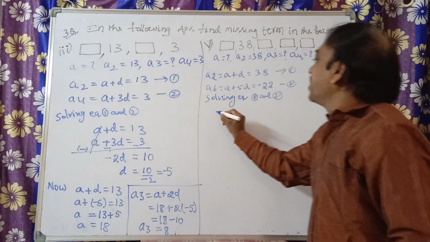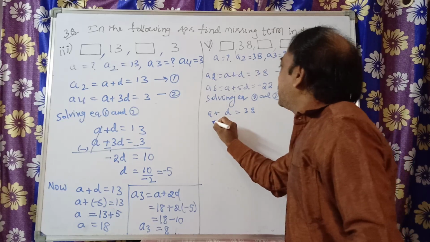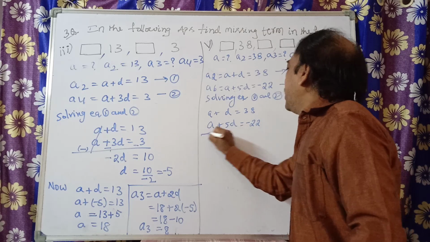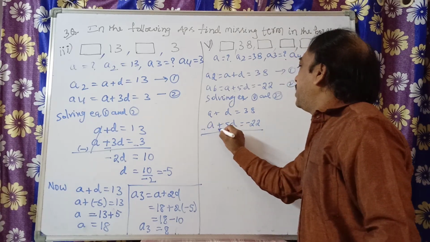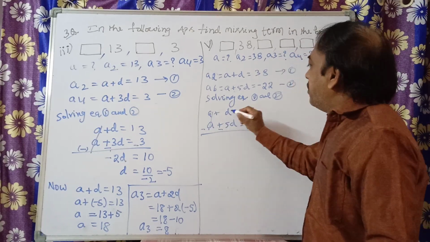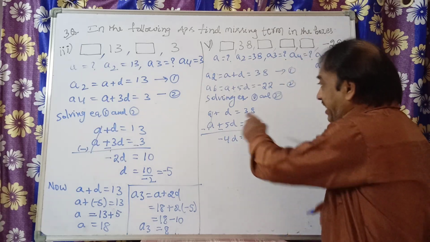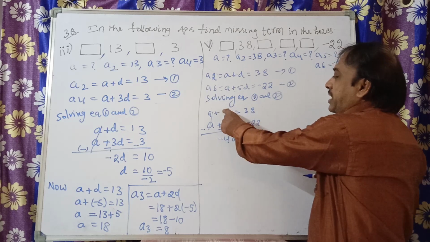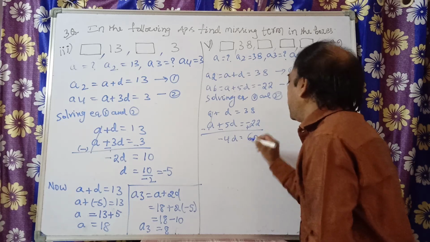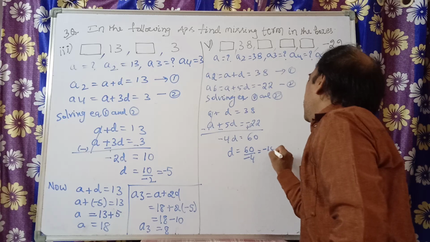Again I am subtracting. a plus d is equal to 38. The second one, a plus 5d is equal to minus 22. Now when I am subtracting, minus this becomes plus. a minus a gets cancelled. Plus d and minus 5d, you will be getting minus 4d. Plus 1d minus 5d is minus 4d. 38 plus 22 you will be getting 60. Now d is equal to 60 by minus 4, which is equal to minus 15.